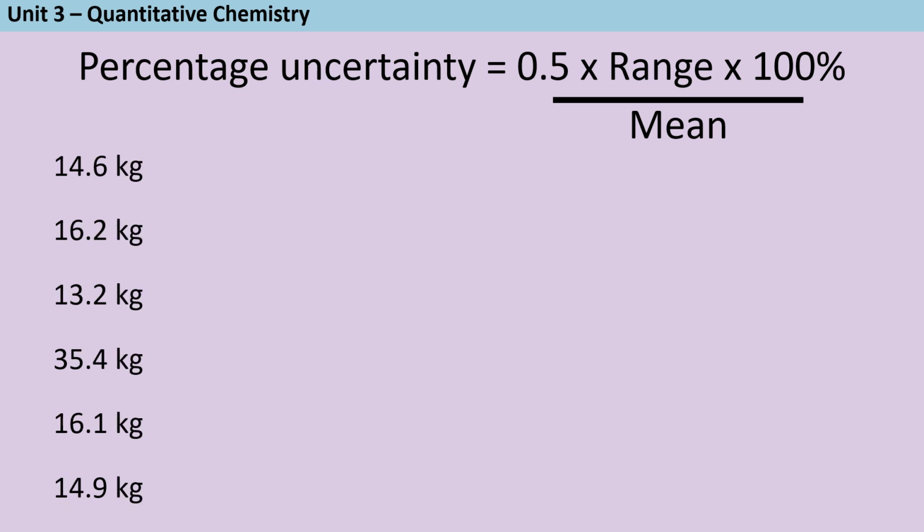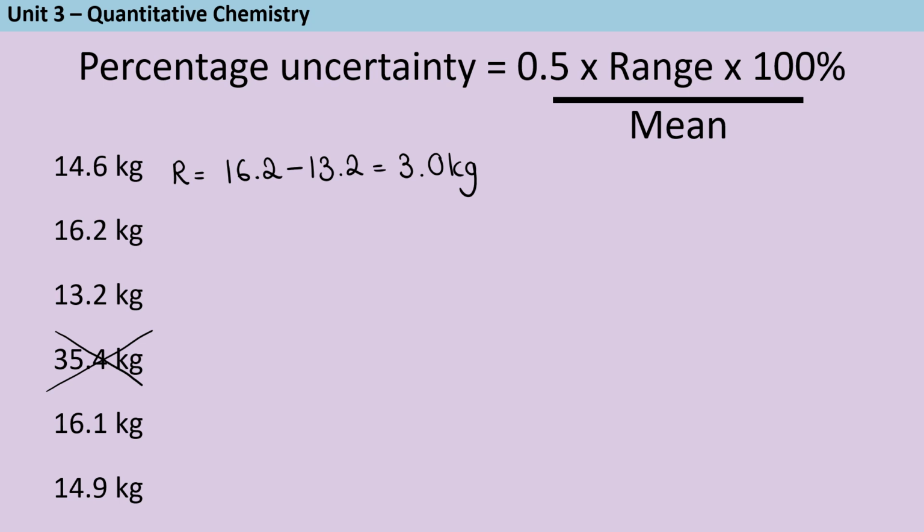Here's another set of data to practice doing the same calculation with. If we look at these data, we can see that the 4th one is a real outlier, and we discard this. Next, I work out the range by doing the largest number take away the smallest number, and that gives me a range of 3 kilograms.